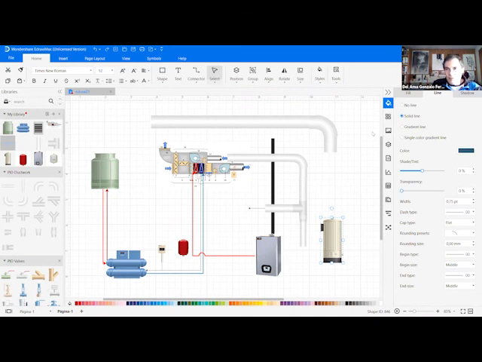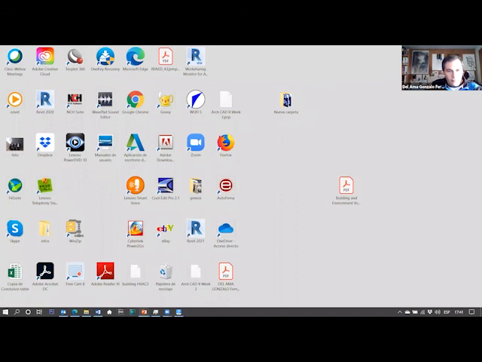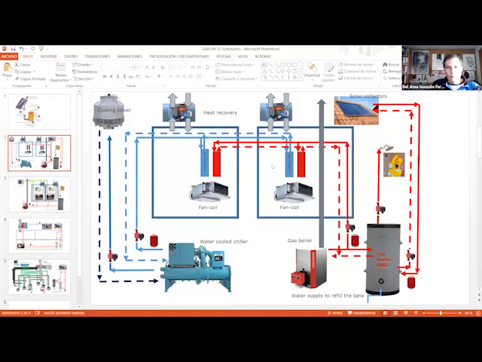If you don't have this, it's not an excuse, because you always can use the PowerPoint, and with PowerPoint we can make a nice schematic as well. The other one, it's more professional, I think, but you can use a PowerPoint as well. Okay, so this is it.